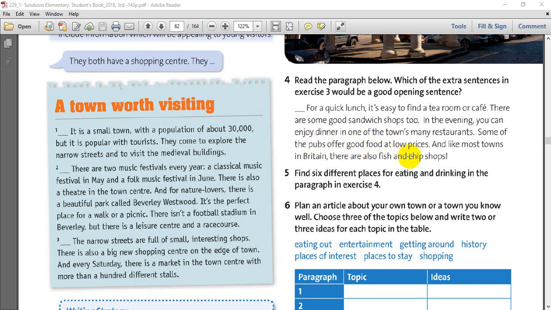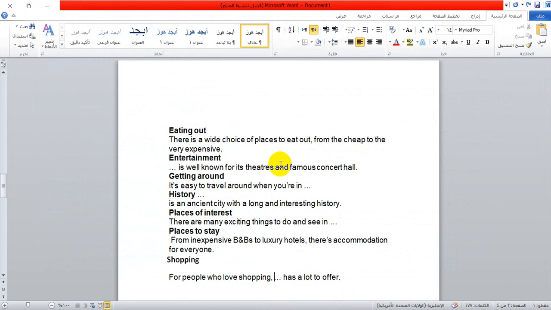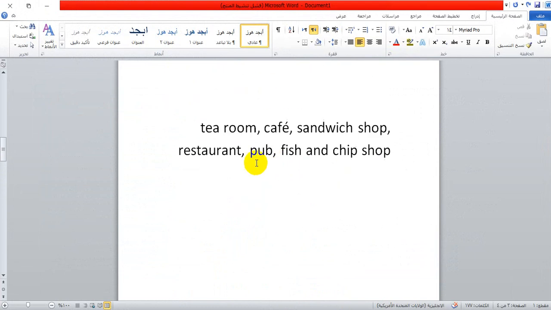Good food at low prices, and like most towns in Britain, there are also fish and chip shops. So the answers for exercise 5 will be here: tea room, cafe, sandwich shop, restaurant, pub, fish and chip shop. Here, places for eating and drinking.